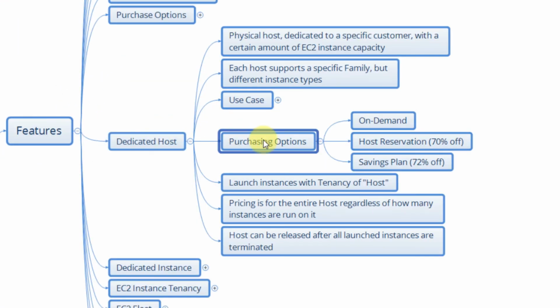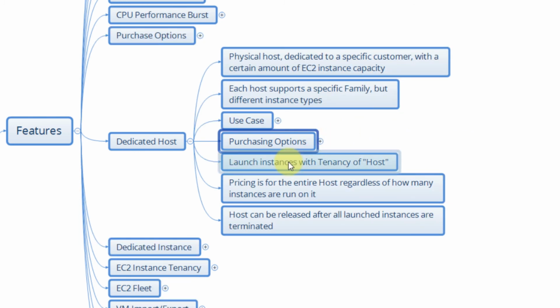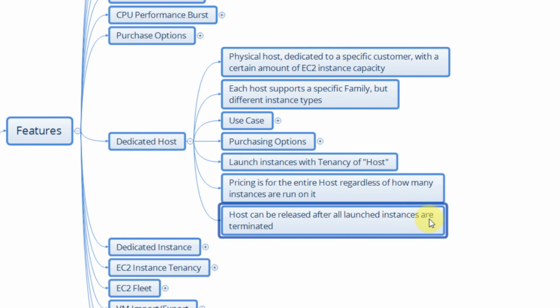A dedicated host has these different purchasing options. You can purchase it at on-demand prices, or you can reserve it for 1 or 3 years at 70% off, or you can get a savings plan with up to 72% off. When you launch instances with a tenancy of host, they are launched on your dedicated host. And the pricing is for the entire host, regardless of how many instances you run. You buy a host with a certain capacity and you pay for the entire capacity, whether you use it or not. And once all the instances that you've launched are terminated, you can release them.